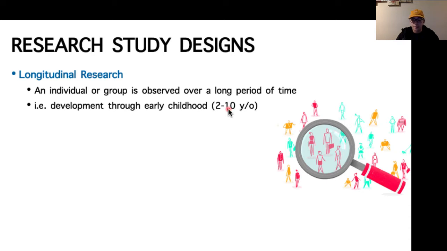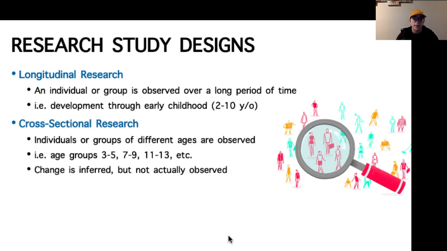Because longitudinal research is very time-consuming, oftentimes researchers will opt to do a cross-sectional research study design in which they take people of different age groups and they observe them one time. Then we're inferring that we have a certain developmental trend, but we're not actually observing it. In this case, maybe we take a group of kids who are 3 to 5, 7 to 9, 11 to 13. It doesn't even have to be age groups. It could be a group of 3-year-olds, a group of 5-year-olds, a group of 6-year-olds, 7, and so on and so forth.